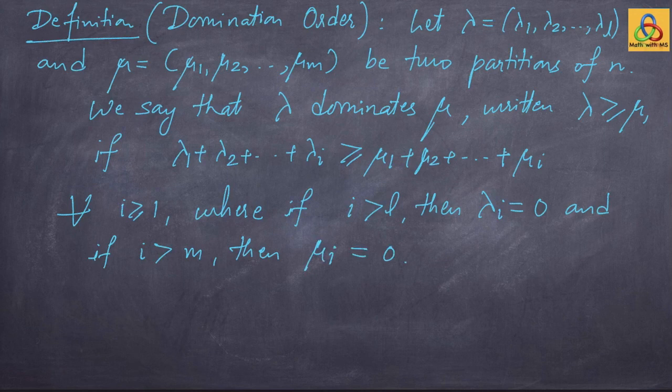In terms of the Young diagram, it says that if you are given two partitions lambda and mu of a positive integer n, you take the Young diagram of shape lambda and the Young diagram of shape mu. Then the number of boxes in the first row of lambda should be bigger than or equal to the number of boxes in the first row of mu. The number of boxes in the first two rows of lambda should be bigger than or equal to the number of boxes in the first two rows of mu. The number of boxes in the first three rows of lambda should be bigger than or equal to the number of boxes in the first three rows of mu, and so on, for each i which is bigger than or equal to the maximum of l and m. Let us see some examples.